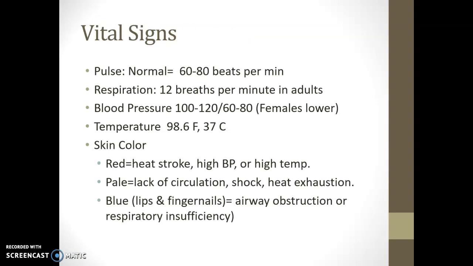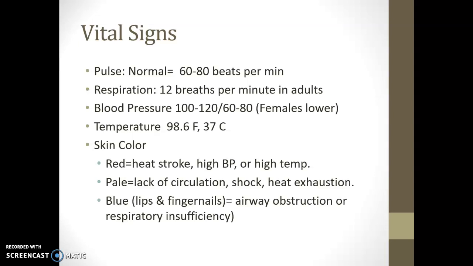Okay, when we are looking and taking someone's vital signs, these are going to be the average normal vital signs for a young, healthy person. And again, they could vary person to person, but this is the average. So for pulse, normal is about 60 to 80 beats per minute. Respiration, we talked about 12 breaths per minute in an adult. Blood pressure, 120 over 80, sometimes 100 over 60. That's all considered normal. Temperature is about 98.6, 37 degrees Celsius.